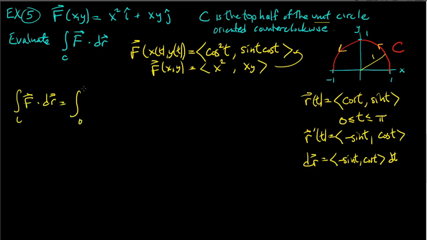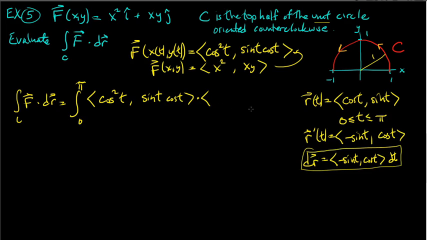t goes from 0 to pi. F is the vector, again, I'll use the bracket notation if that's okay, cosine squared of t for x, and then sine t cosine t for y. And then the dot product with dr. So this is what we calculated earlier. This is dr. It's just going to be negative sine t for x, and then cosine t for y times dt.